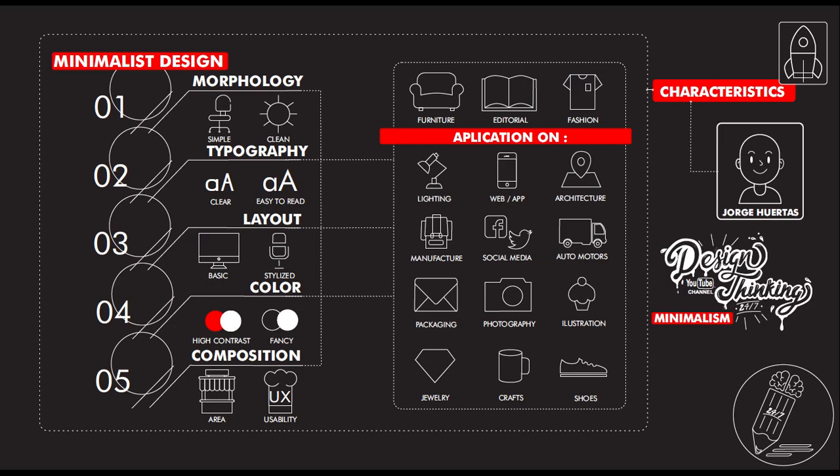Photography is very important. A lot of white, a lot of black, a lot of high contrast. And if you want to put something different, perhaps some red, but in small amounts. Illustration is also very important because it's not with too many elements. It's really simple and clean as well. Jewelry, crafts, and shoes have the same style. So you can put all these elements in any kind of product or service.